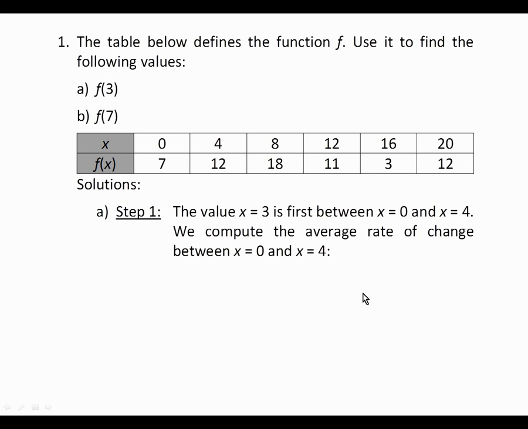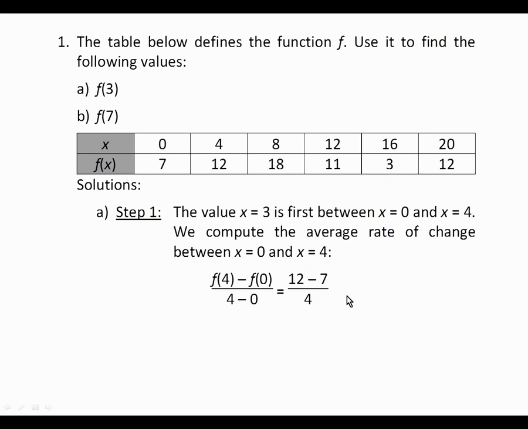So it's going to be f of 4 minus f of 0 over 4 minus 0. Remember, that's your formula for average rate of change. F of b minus f of a over b minus a. Okay, the b minus a, that's 4. Okay, f of 4 is 12, f of 0 is 7. So I've got 12 minus 7 over 4. And that works out to be 1.25. Okay? I clearly took out a calculator. So that completes step 1.